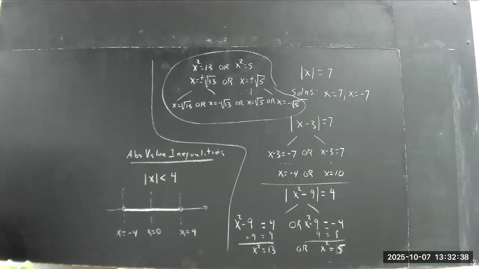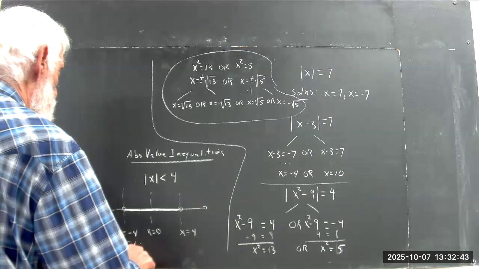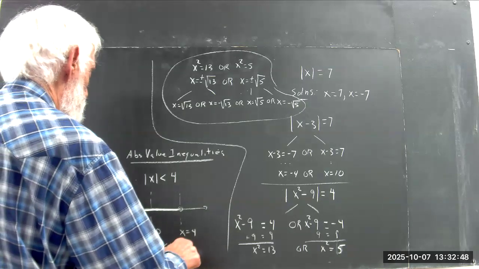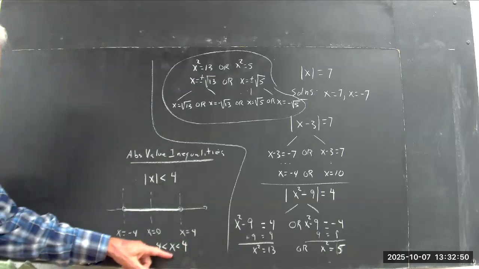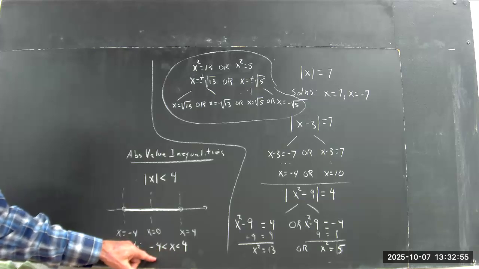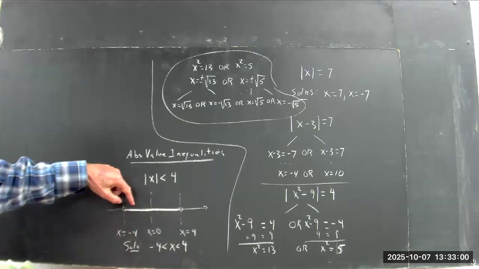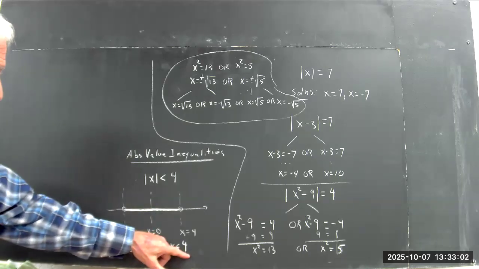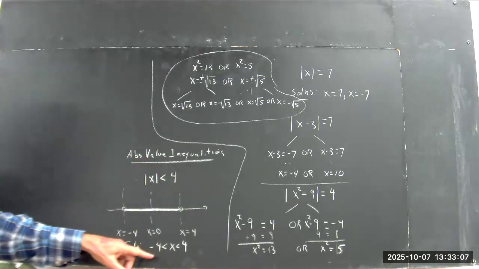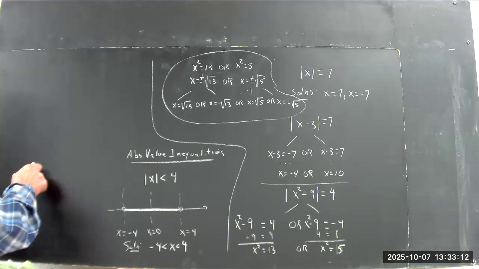Make sense? So -4 is less than x, which says that x is greater than -4, right? Any x in here, -4 is less than it. And x is less than 4. Any number in here has to be less than 4. That's how we write that out. Okay, so what about this?